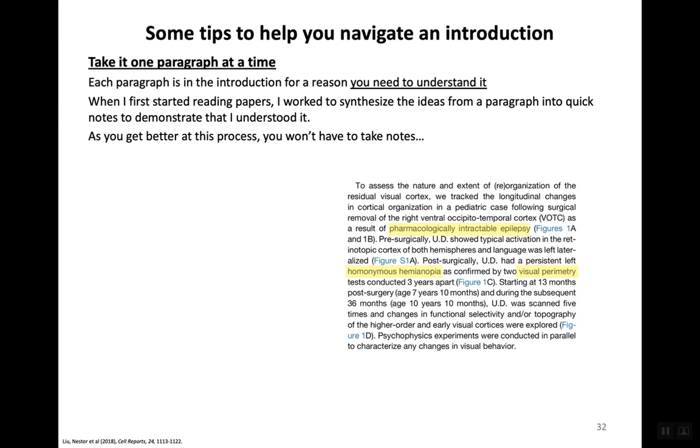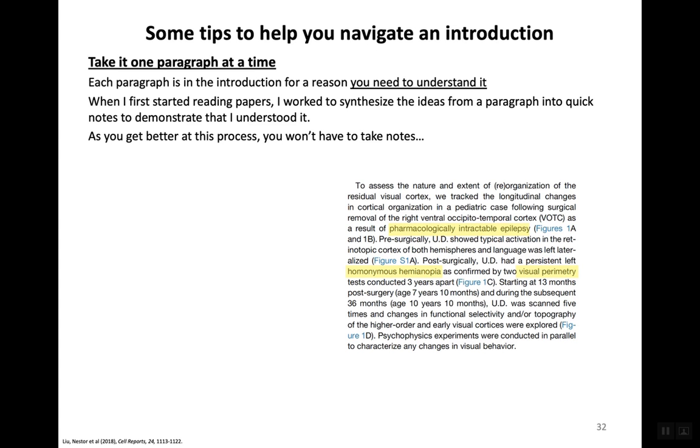Pre-surgically, UD showed typical activation in the retinotopic cortex of both hemispheres, and language was left lateralized. Okay, this is good to know, and this is something quite common in the neuropsychological literature. You want to establish that your patient was fine prior to an accident or prior to a surgical procedure, because otherwise you don't know whether the impairment that occurs later is due to the actual procedure or to some pre-existing condition. Okay.